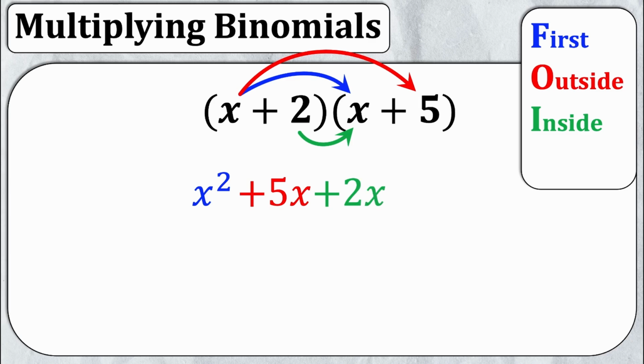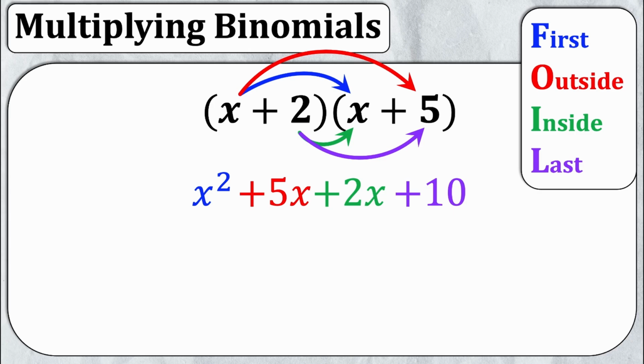And the last bit of multiplication, as you're probably going to guess, are the last two terms in the sets of brackets. In the first bracket, I have a 2 as the last term, and in the second bracket, I have a 5 as the last term inside the brackets. So in this case, positive 2 times positive 5 is equal to positive 10.